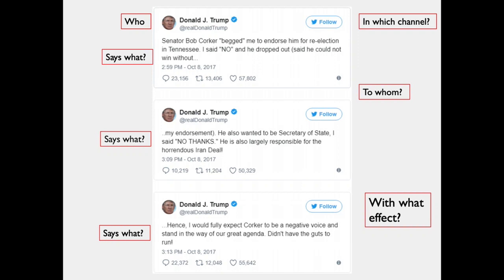So then in the next one, we have more of the message. "So my endorsement, he also wanted to be Secretary of State. I said, and capitals again, no thanks. He is also largely responsible for the horrendous Iran deal!"